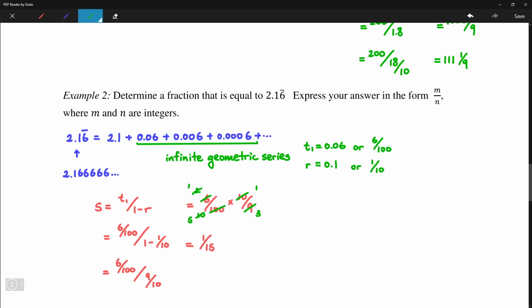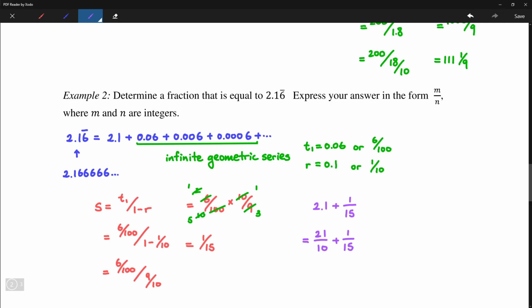So to finish off the question, we actually have to add the two parts together. We have the 2.1, which was the first part here, and then the 0.06 repeated. That's 1 over 15 as we found. So if we went ahead and rewrite this, 2.1 is 21 over 10 plus 1 over 15.